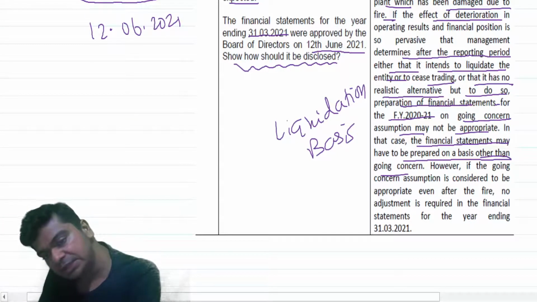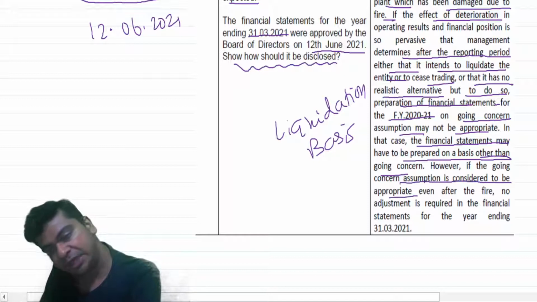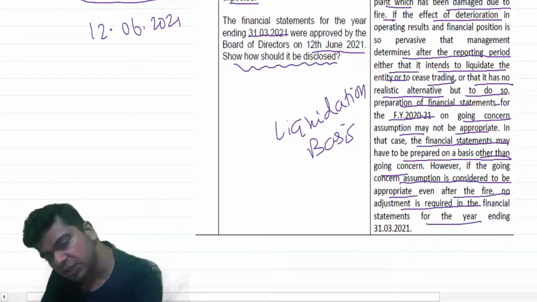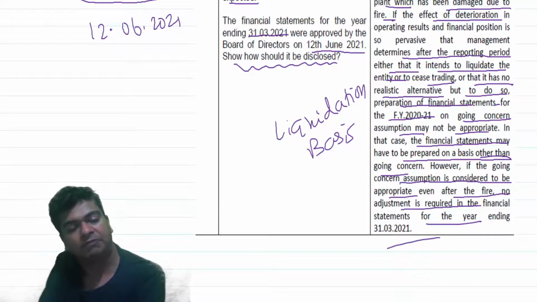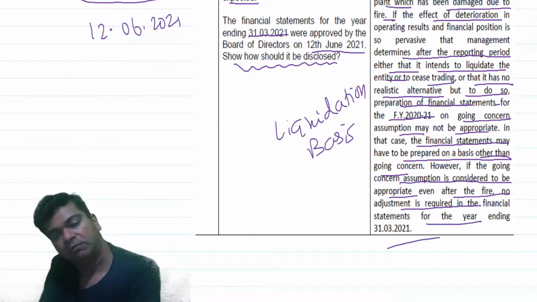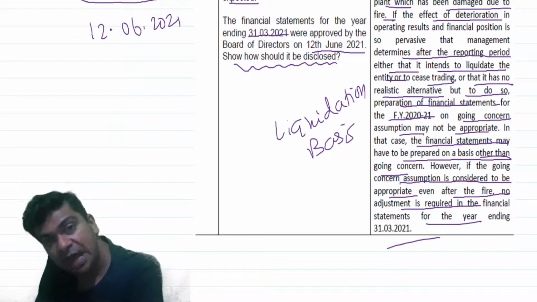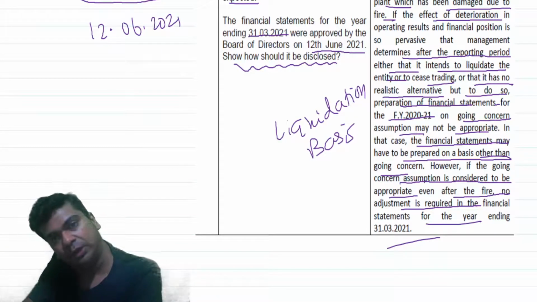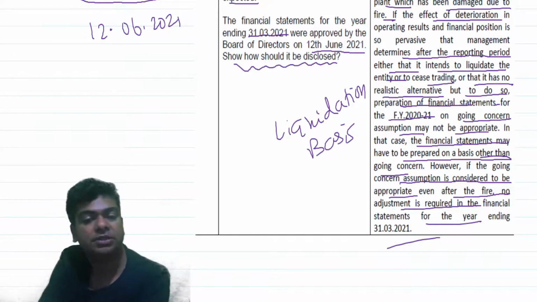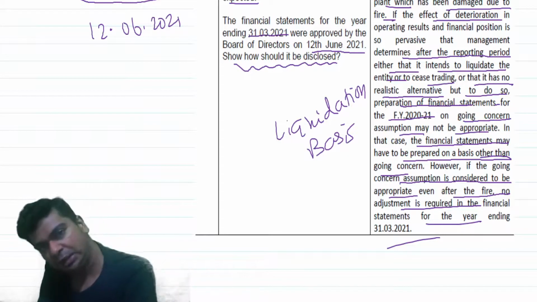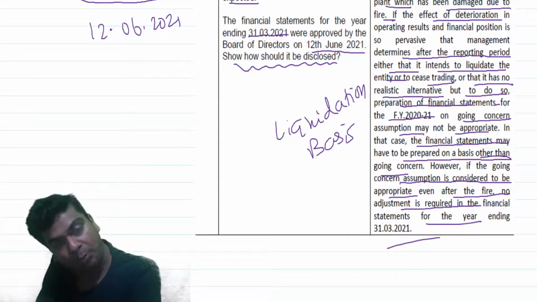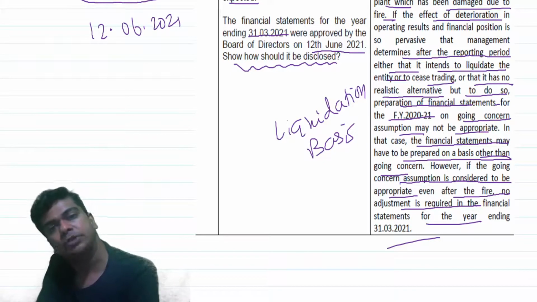However, if the going concern assumption is considered to be appropriate even after the fire, no adjustment is required in the financial statements for the year ended 31st March 2021. If the going concern principle is still valid, then the circumstances that led to the fire were not prevailing on the balance sheet date. Treat it as a non-adjusting event. Although it is not given in the response, but if it is a non-adjusting event, you should provide appropriate disclosures in notes to accounts.